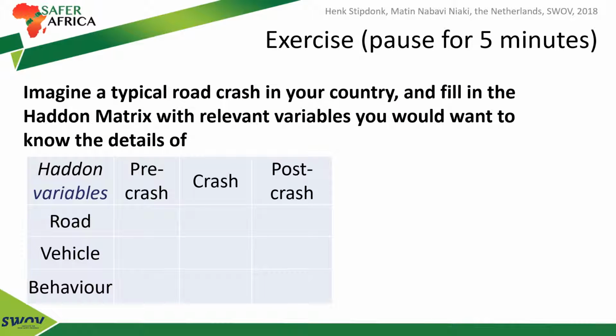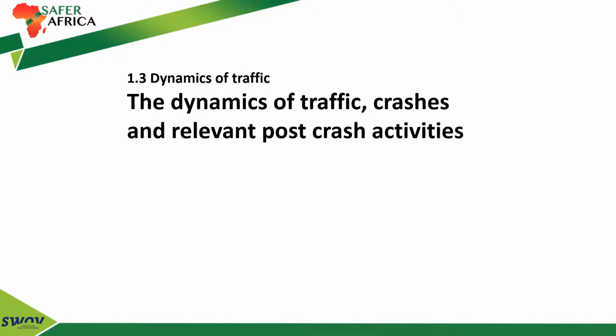Here's an exercise. You can consider a relevant crash and try to sum up relevant variables for each of the 9 cells in the matrix. Then compare your results with other students and find variables you agreed upon and also variables that were unique for your crash example. You can pause the video right now and take some time to fill in the cells. In the third part of today's lecture, we will talk about the dynamics of traffic, crashes, and relevant post-crash activities.